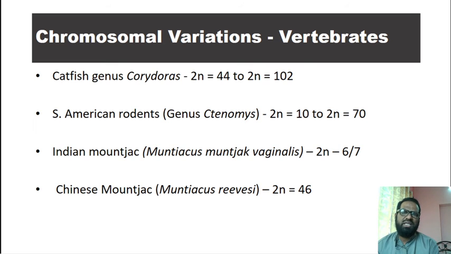One more very strange thing is that the Indian muntjac and Chinese muntjac are interbreedable. They can have viable offspring. Even after such very close similarity, not only in their morphological and anatomical structures but also in reproductive compatibility, you can find that the Indian muntjac has 6 and 7 chromosomes, whereas the Chinese muntjac has 46 chromosomes.